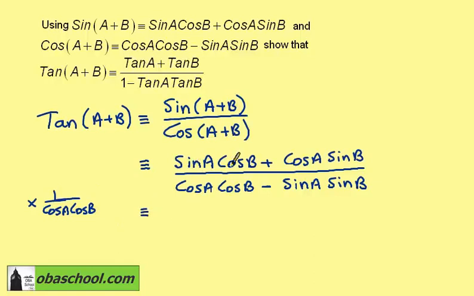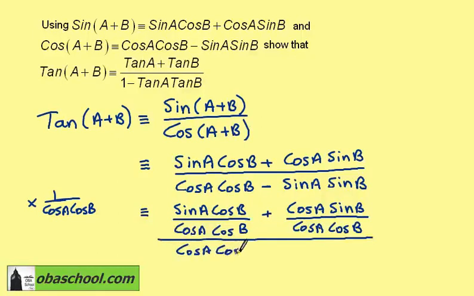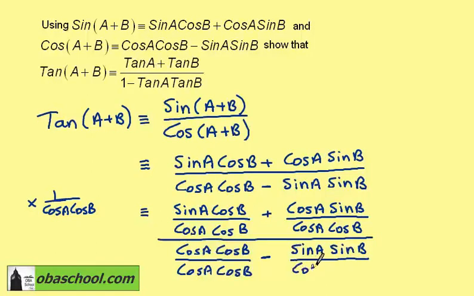The first term gives us sin A cos B divided by cos A cos B, then we have cos A sin B divided by cos A cos B, all divided by cos A cos B divided by cos A cos B, minus sin A sin B divided by cos A cos B.